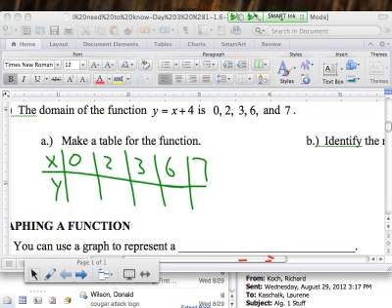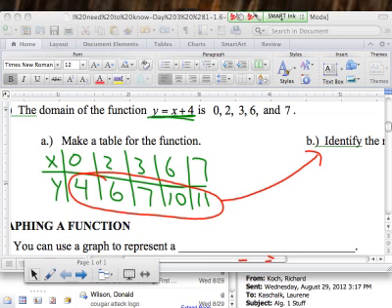Okay, so when I plug 0 in for x, I get 0 plus 4. So that tells me that y is 4. When I plug 2 in for x, again, I'm looking at this guy here. When I plug 2 in for x, 2 plus 4 tells me y is 6. 3 plus 4 is 7, 6 plus 4 is 10, 7 plus 4 is 11. And then part B here says identify the range. Well, again, the range is just this set of numbers.